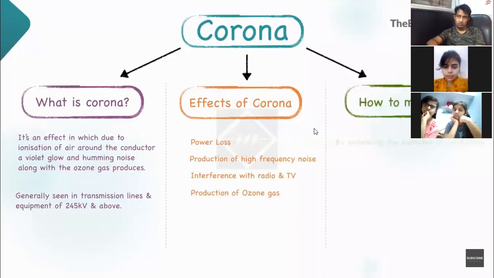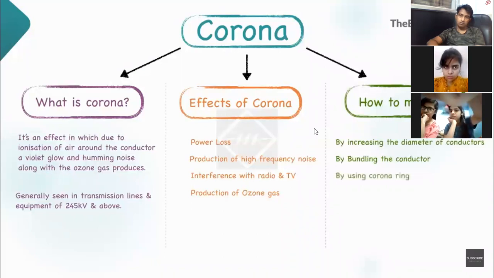Corona can be minimized by increasing the diameter of the conductor or by bundling sets of 2, 3 or 4 per phase. In case of high and extra high voltage equipment, corona can be reduced by using corona rings.